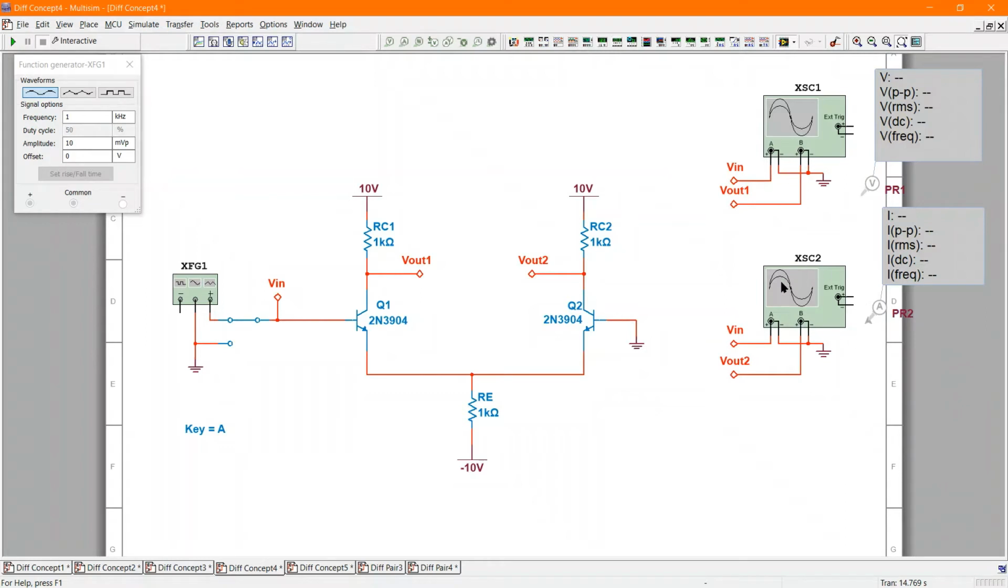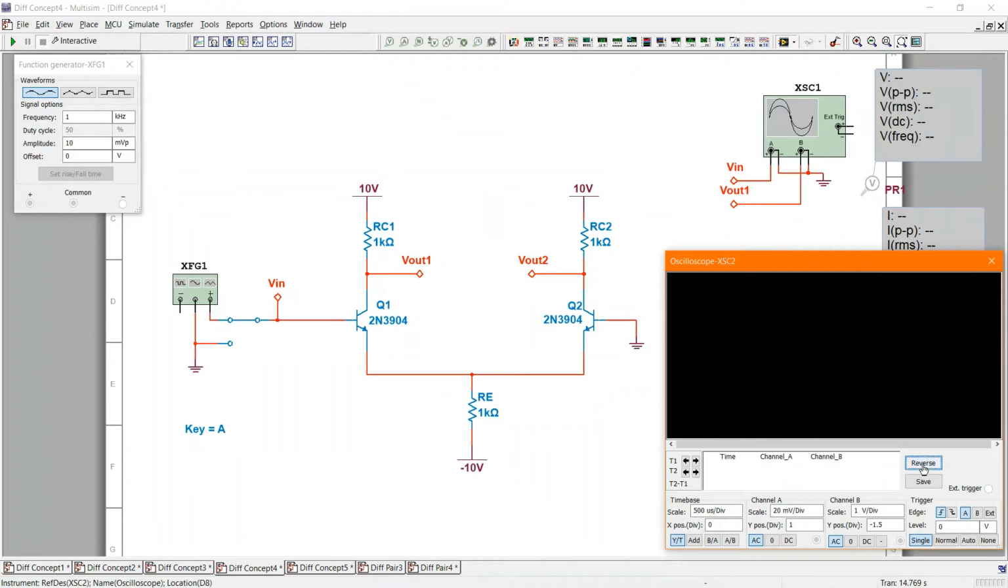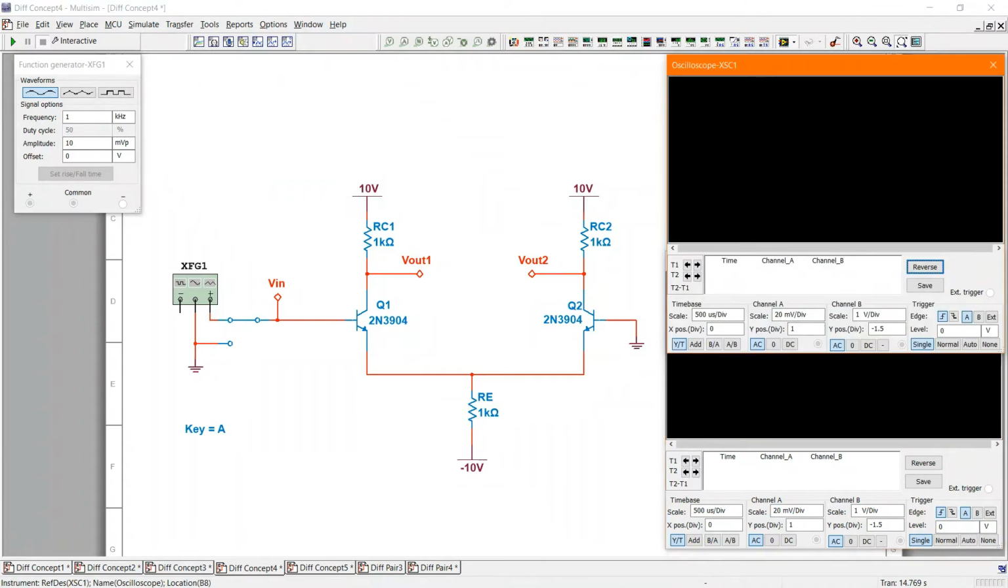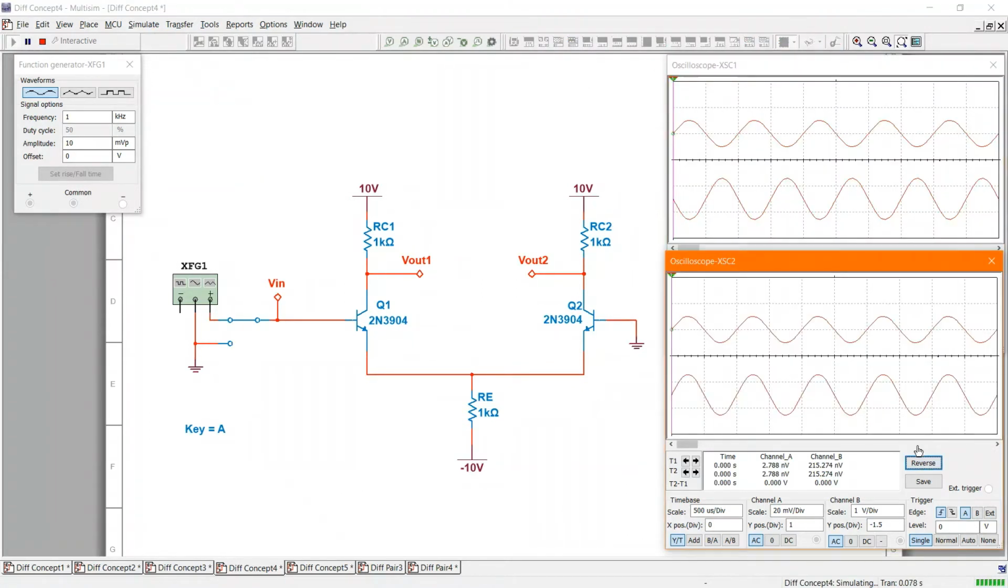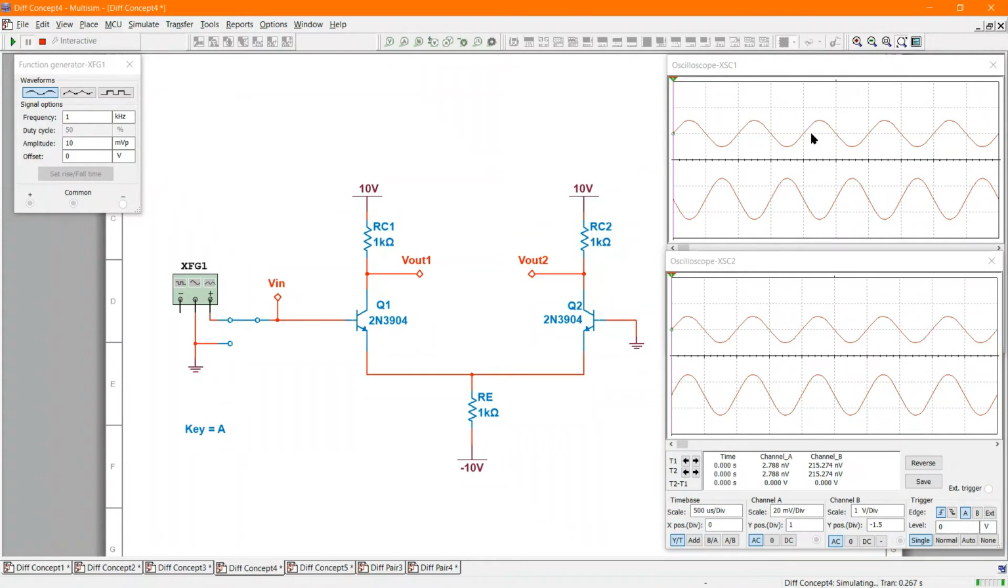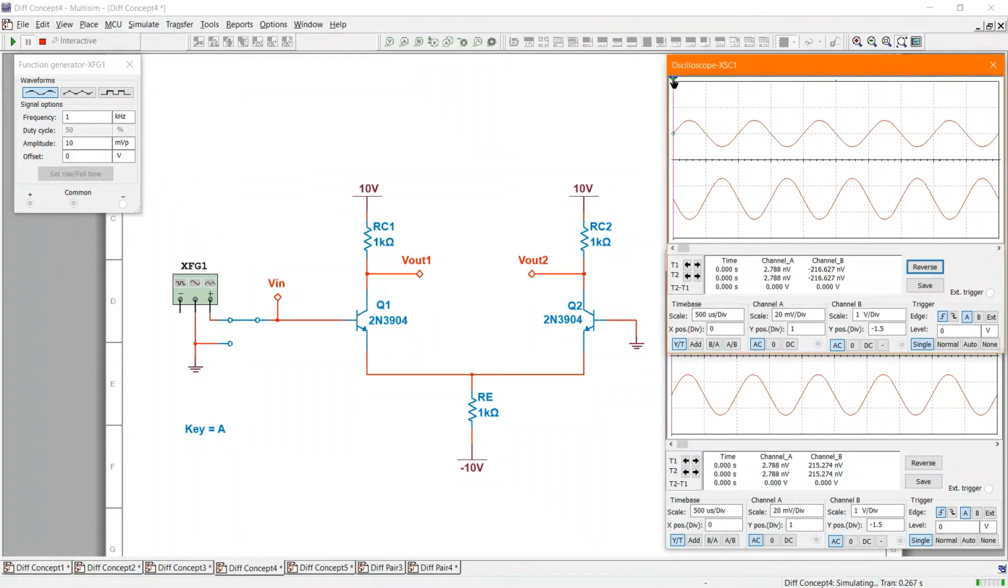So here's scope number 2, and that's VN versus Vout2, so that's this voltage. And then here's scope number 1. Let's run the simulation here. So this is VN versus Vout1. Here's VN1. And then Vout1 we can see is out of phase with what's coming in. So I'm putting in about 20 millivolts signal, and I'm on 1 volt per division here in the output. So it is quite a bit larger.